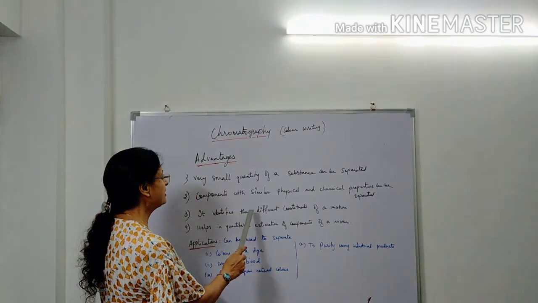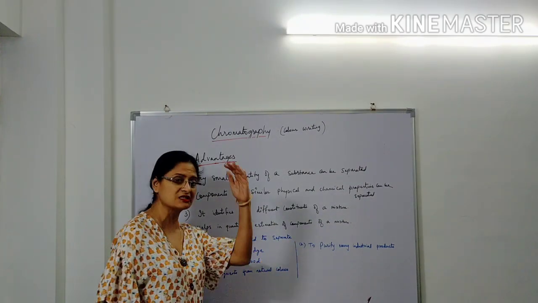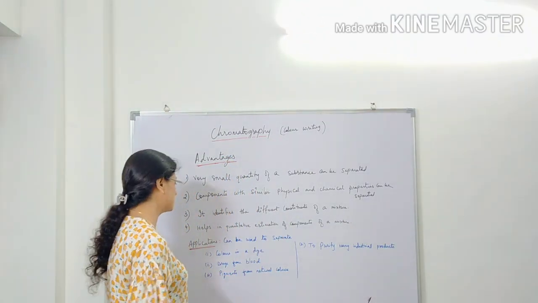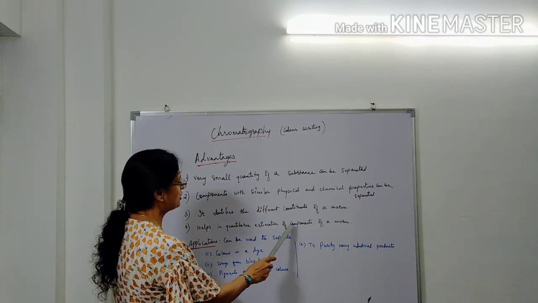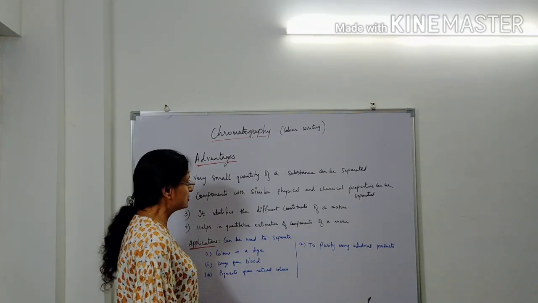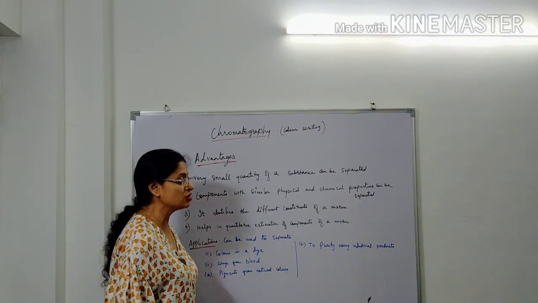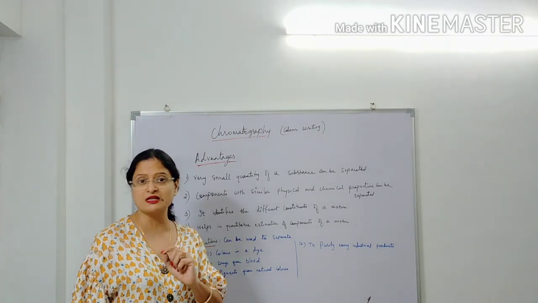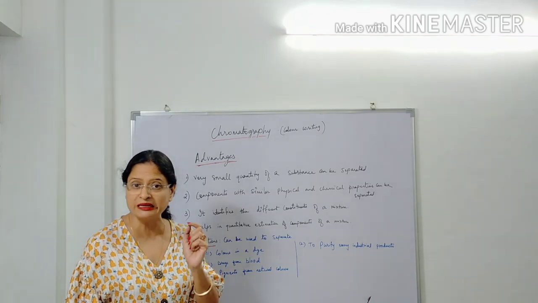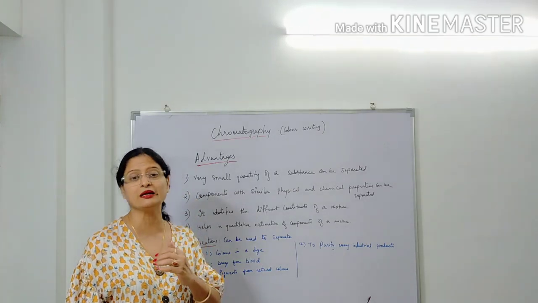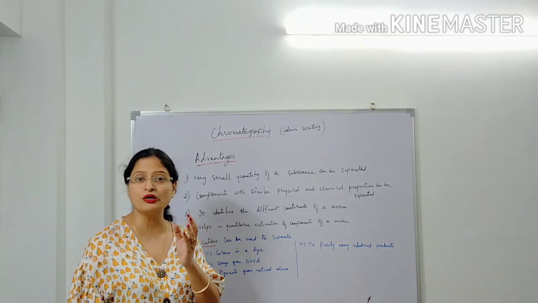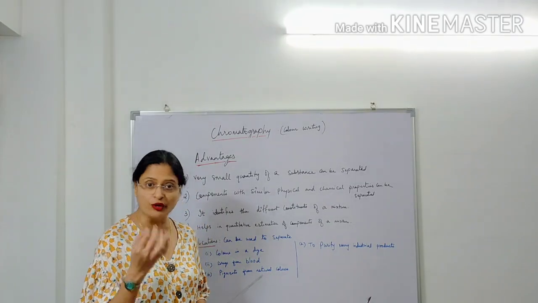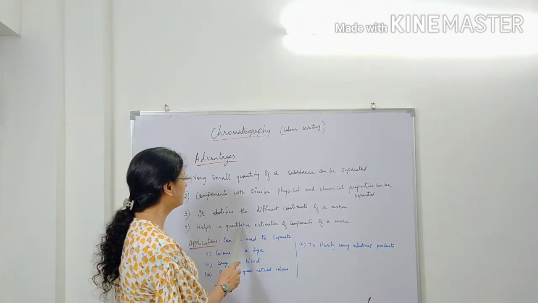It identifies the different constituents of a mixture. Once the separation has been done, you can also identify all those different components. It helps in quantitative estimation of components of a mixture. What is quantitative estimation? When you find out the exact quantity, whether the ink that was present was 0.001 milligram, or even less than a milligram, or half a milligram, or 0.05 milligram. When you are finding out the exact quantity of a substance, that is called quantitative estimation.